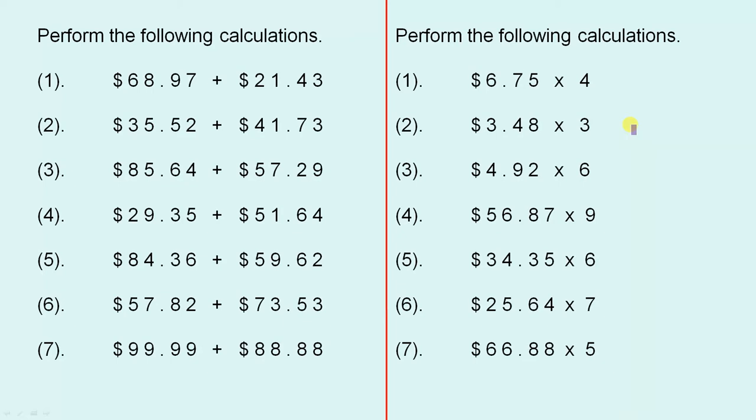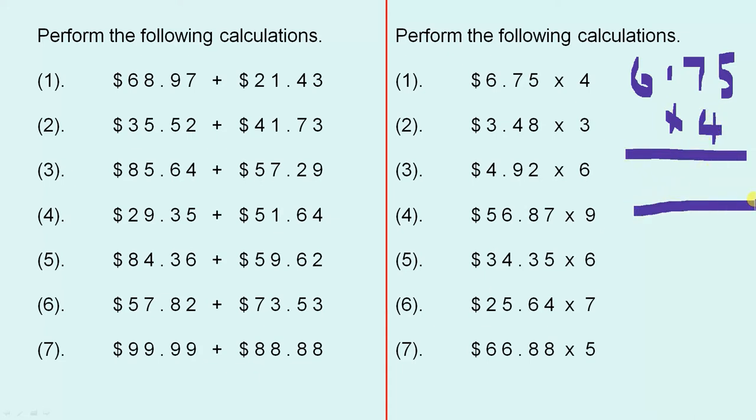Same here for the multiplication. For example here, to start doing this one, I would write 6.75 like that times 4. That's all, and then I'll just go through the procedure. I would work out that answer, and then when I work it out, I just put the dollar sign in front. And your trading is exactly the same as we learnt in primary school.